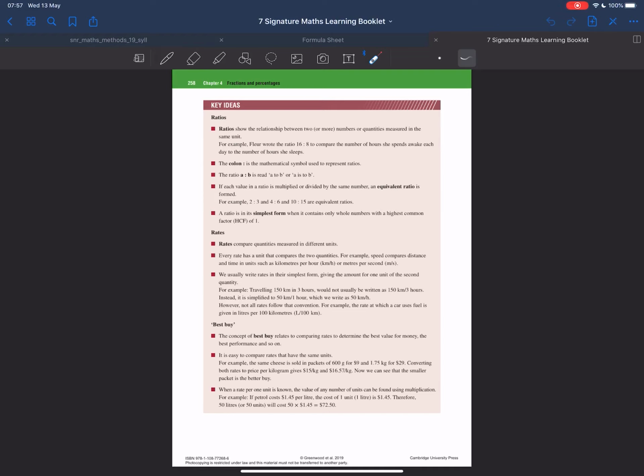So what's a ratio? We haven't really dealt with this word a lot before. But basically a ratio is, I'll read the definition and then I'll say it in my own words. Ratios show the relationship between two or more numbers or quantities measured in the same unit. For example, Fleur wrote the ratio 16 to 8 to compare the number of hours she spends awake each day to the number of hours that she sleeps.